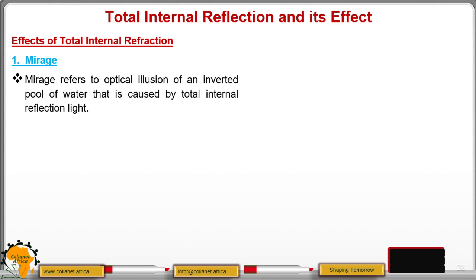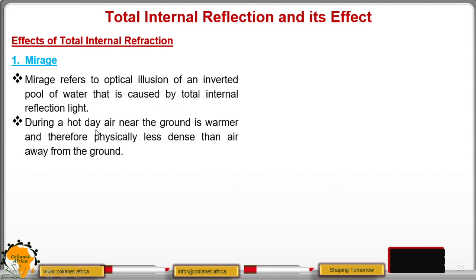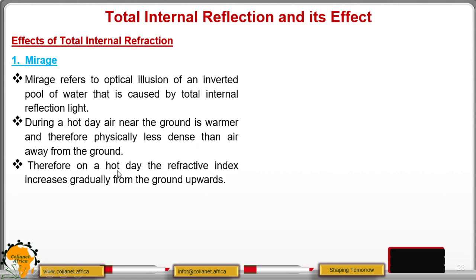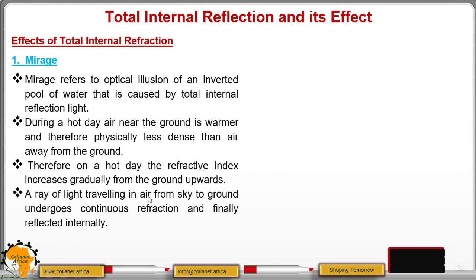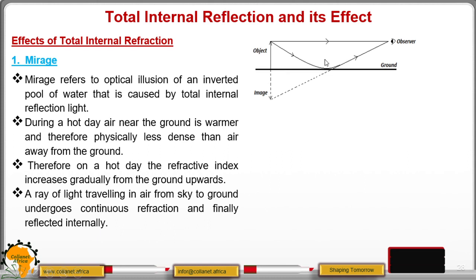So mirage refers to the optical illusion of an inverted pool of water that is caused by total internal reflection of light. Now, during a hot day, air near the ground is warmer and therefore physically less dense than air away from the ground. Therefore, on a hot day, the refractive index increases gradually from the ground upwards. A ray of light traveling in air from the sky to the ground undergoes continuous refraction, and finally it gets what we call total internal reflection, as shown in this diagram.